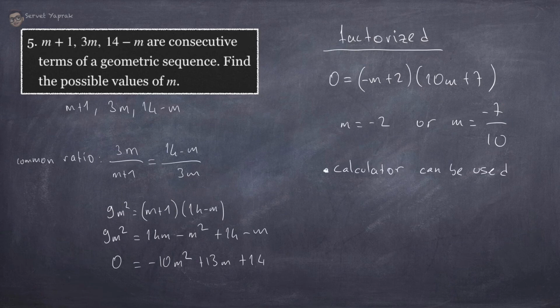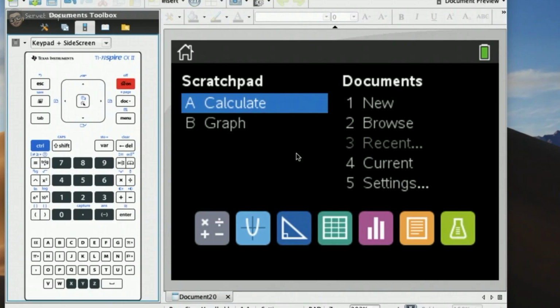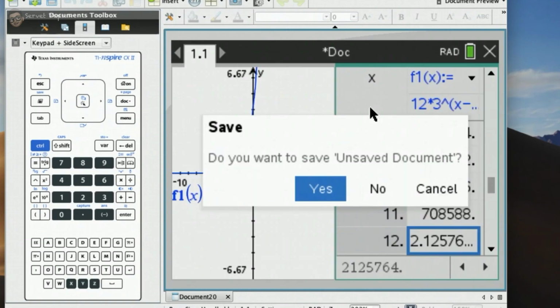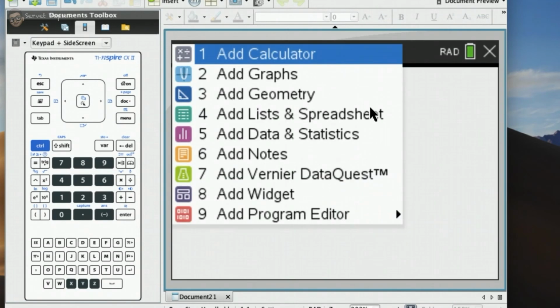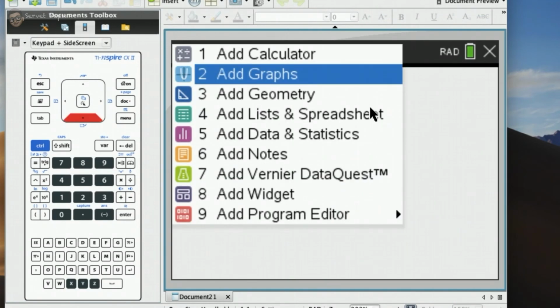We can use calculator as well. To do that, we will rewrite the equation by using x. So instead of m, I will just use x. Negative 10x squared plus 13x plus 14. So let's do it on our calculator. I will start with a new document. I will not save the previous one. And I will add a graph.